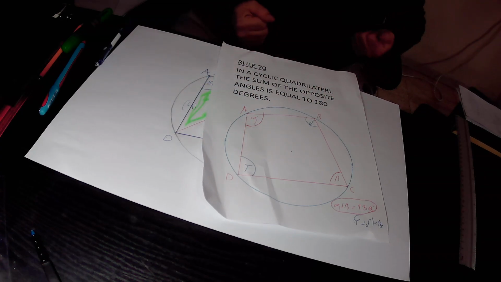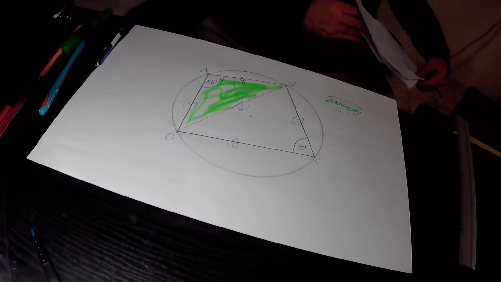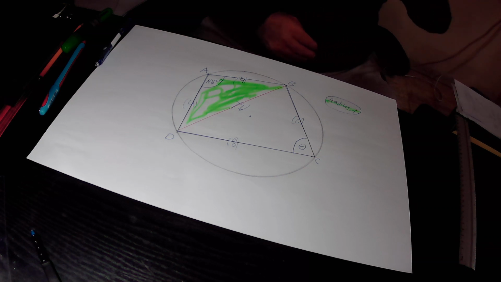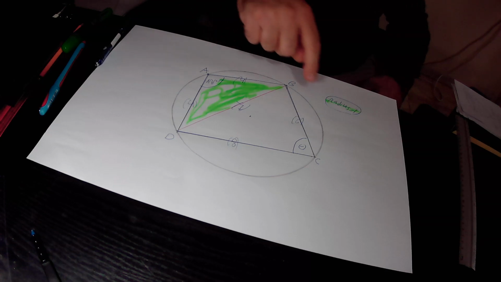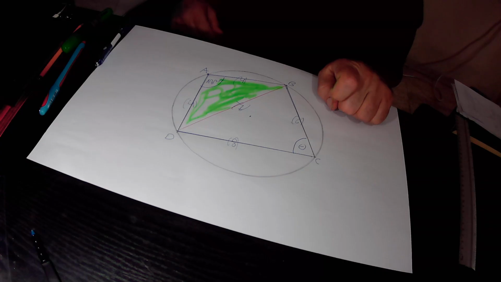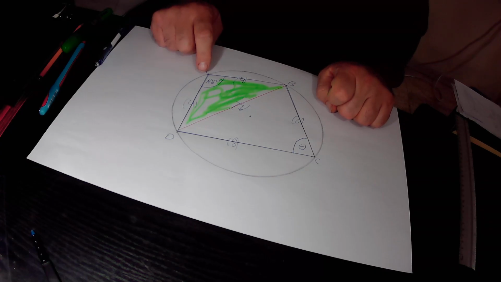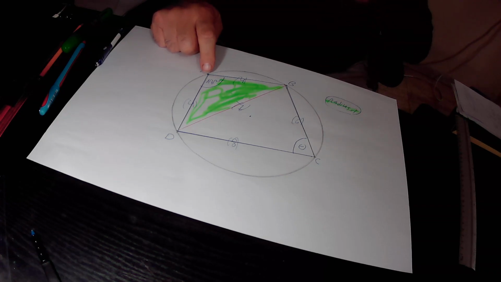So can we implement rule 70 in our drawing? As mentioned before, quadrilateral ABCD is inscribed in this circle. Therefore, the sum of those two opposite angles must be equal to 180 degrees according to rule 70. This angle is theta, therefore this angle must be equal to 180 degrees minus theta. Why? Because 180 degrees minus theta plus theta equals 180 degrees. That is the sum of those two opposite angles.